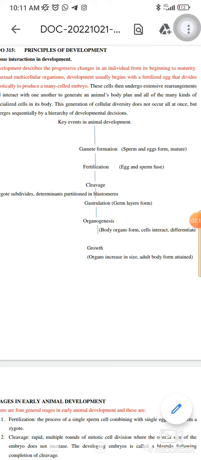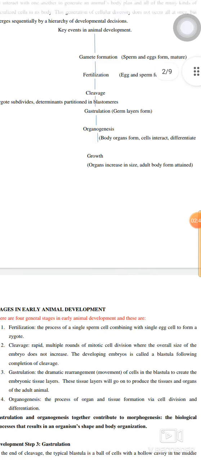Of course, there are some animals that are diploblastic, while some are triploblastic. Don't be confused. I know you have been away from lecture for a long time. Diplo means two, while triplo, three. Okay, so some have only endoderm and ectoderm, while some have ectoderm, mesoderm, and endoderm. So the ones that have three germ layers are called the triploblastic. So we talk about the organogenesis and talk about growth.